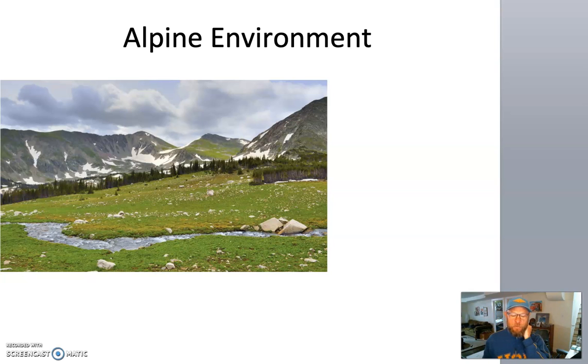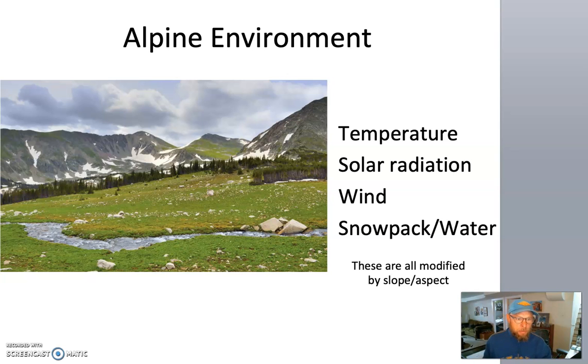So we're going to talk about the conditions that are common in the alpine environment, and then some of the adaptations that alpine plants generally have to deal with those kind of conditions. So when we think of the alpine environment, we're often thinking about four different things that provide a stressful environment for plants to grow in.